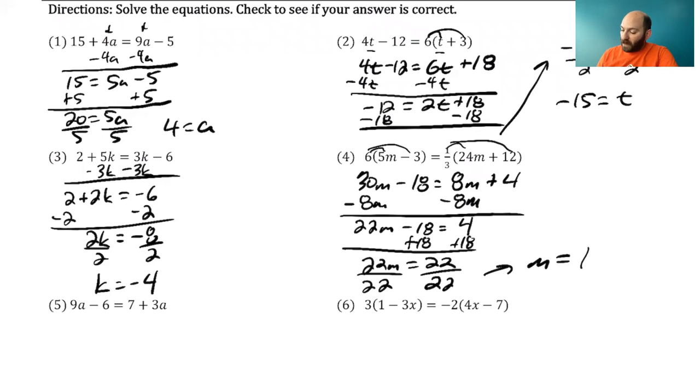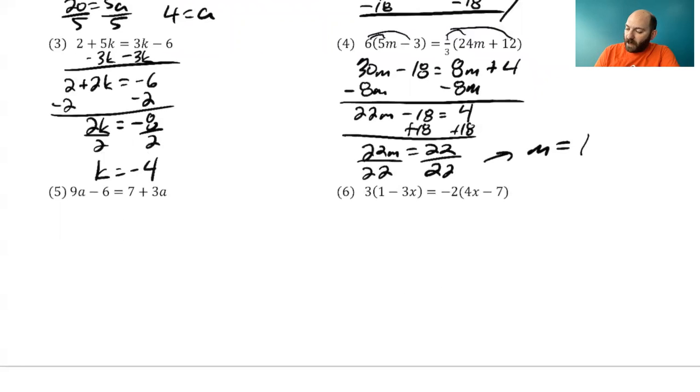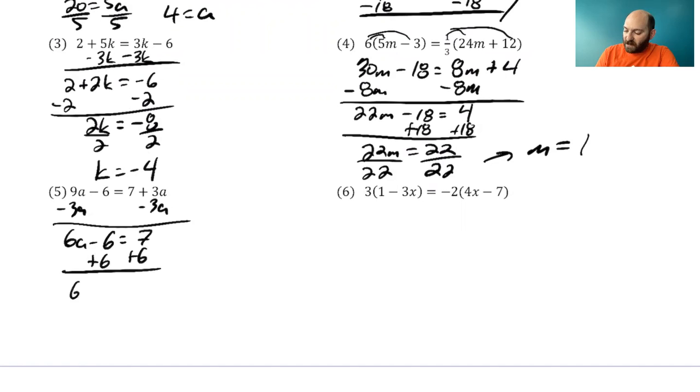For 5 and 6, we're going to go ahead. I like bringing the 3a over here. That's going to give me 6a minus 6 equal to 7. Now I can add 6 to both sides, so that's 6a equals 13. Divide by 6, and you notice that it's not a whole number. It's just going to stay a fraction, 13 over 6, and I can't simplify it.